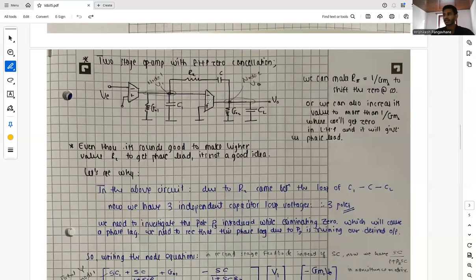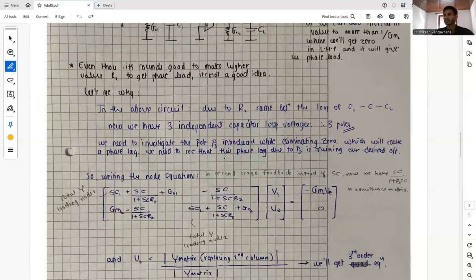now we have three independent capacitor loop voltages. So basically we have three independent poles, and we need to investigate the pole P3 because we have investigated the first two poles. Due to the RZ which came in between these three capacitors, we get an extra pole, which is P3, and we need to investigate the pole P3 introduced while eliminating a 0, which will cause a phase lag. And we need to see whether this phase lag due to P3 is ruining our desired output or not.